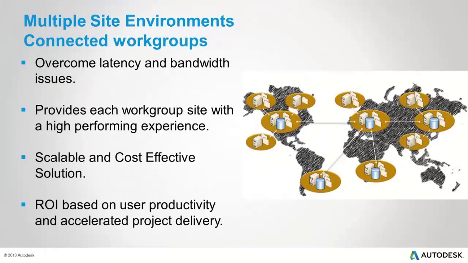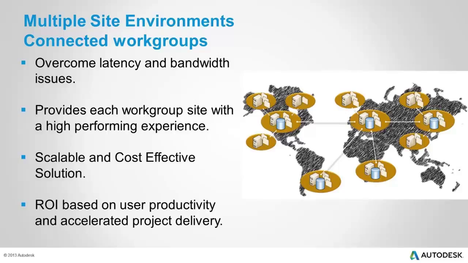The Autodesk Vault Professional Connected Workgroup feature leverages both file caching as well as database replication to help customers connect to workgroups globally. The full replication solution has been designed to overcome challenges with latency and bandwidth issues often experienced while connecting to workgroups across continents. The direct result provides each workgroup site with a high-performing experience because the Vault data is provided to them locally. The full replication solution offers a scalable approach to enabling workgroups worldwide.